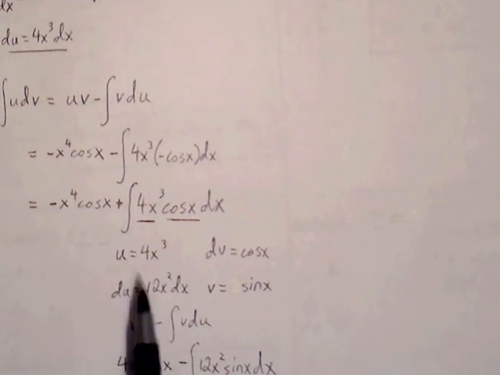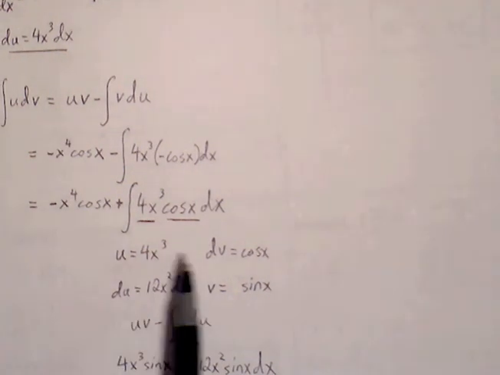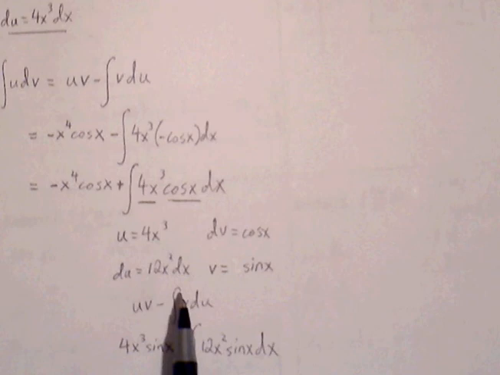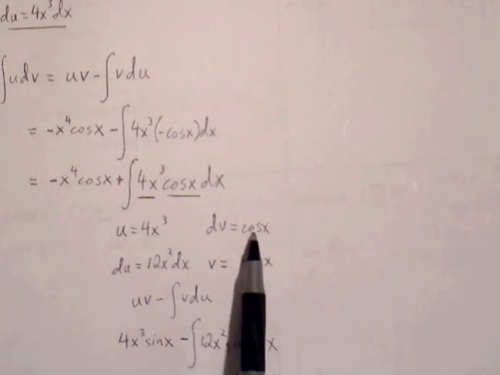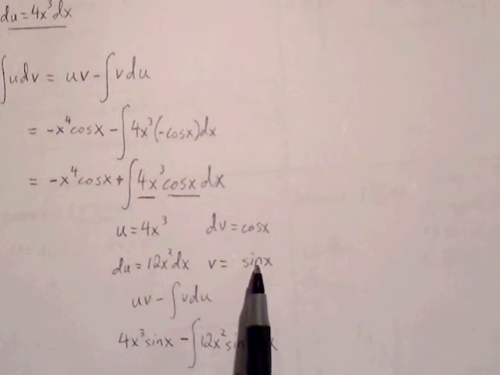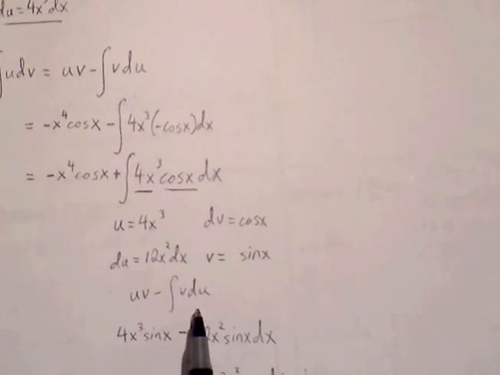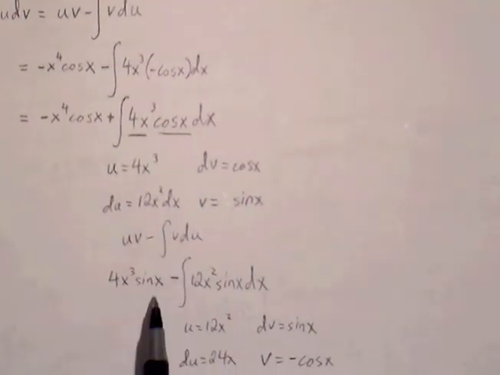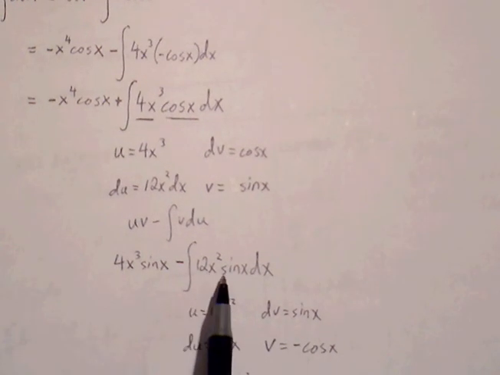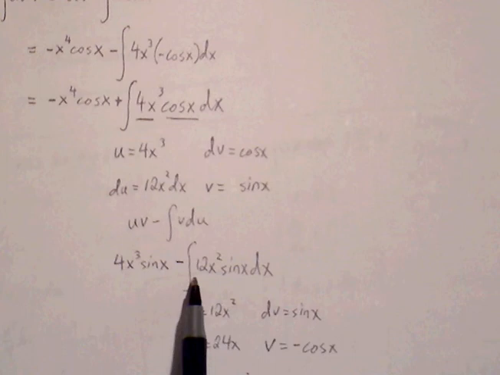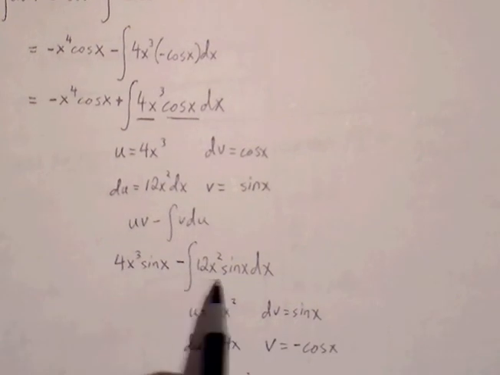So our u value is 4x cubed, our dv is cosine x, derivative is 12x squared from the 4x cubed, and the integral of cosine is sine of x. Okay, we plug into our formula again, and we're left with 4x cubed sine x minus the integral of 12x squared sine of x dx. And then the integral here again, we have to go through integration by parts.